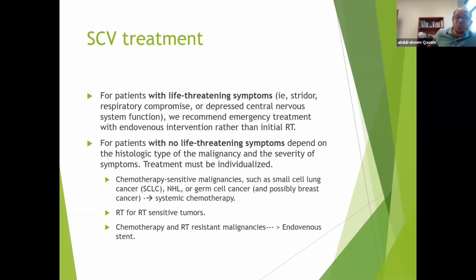But in people with the classic SVC syndrome due to lung cancer or thrombosis, I probably will use it only if there are airway issues. If the patient is stable, I will not give steroids at all.